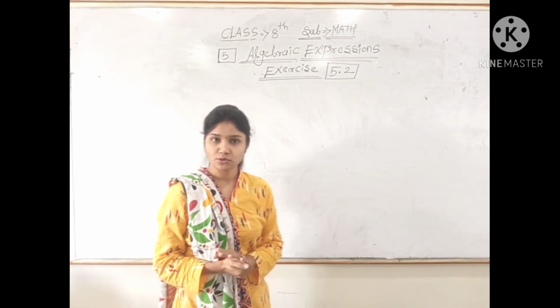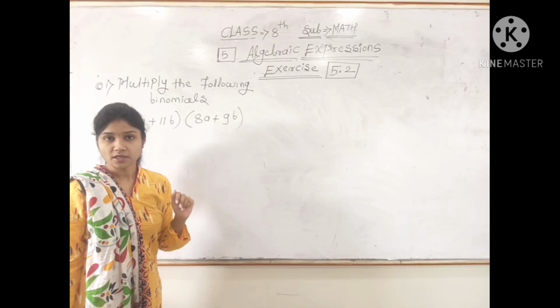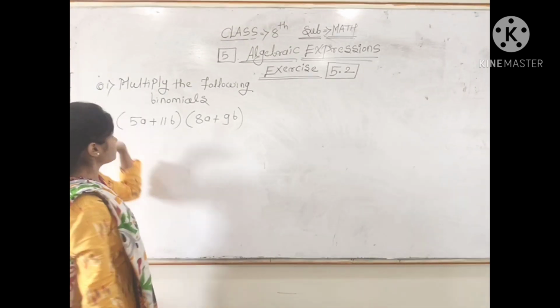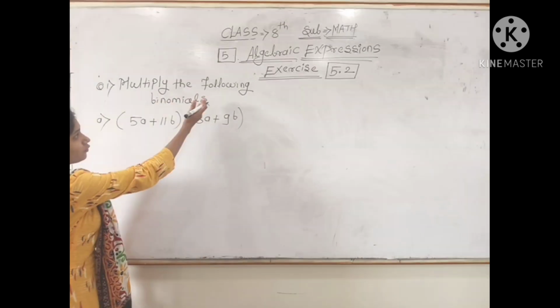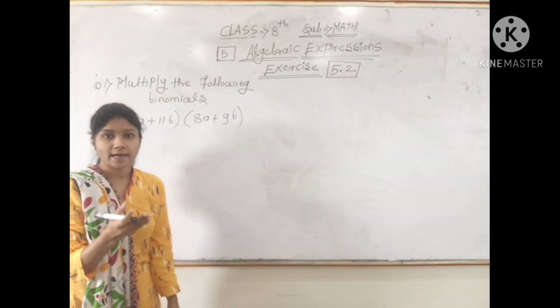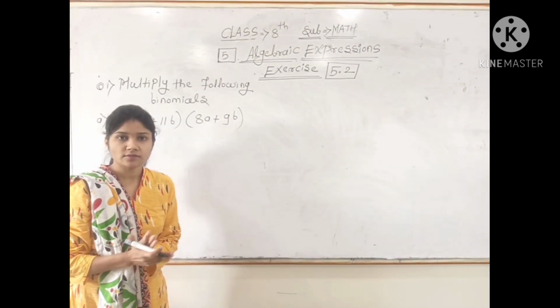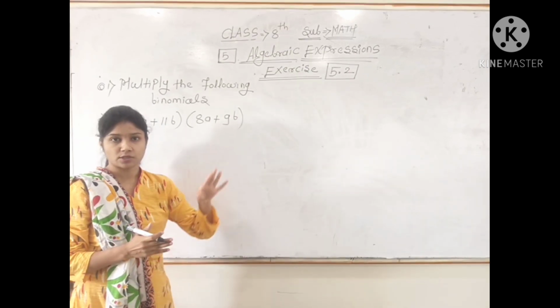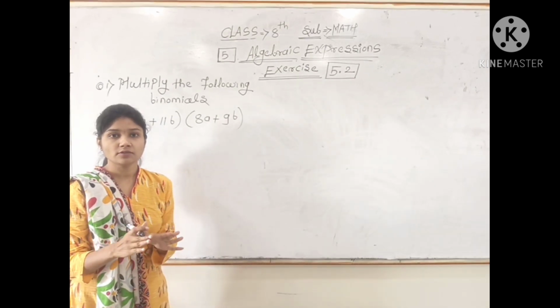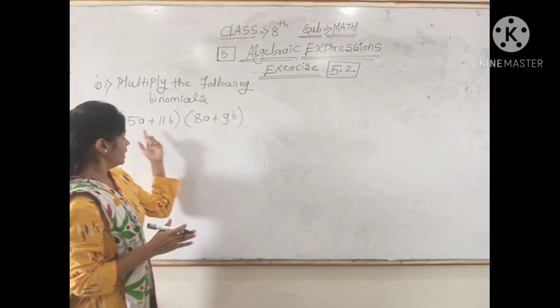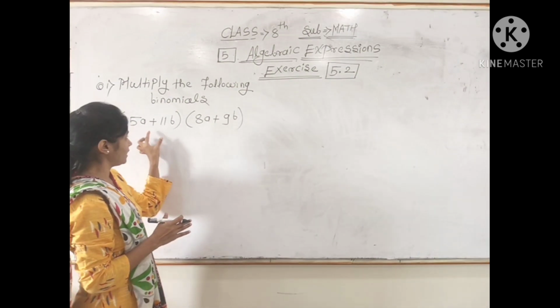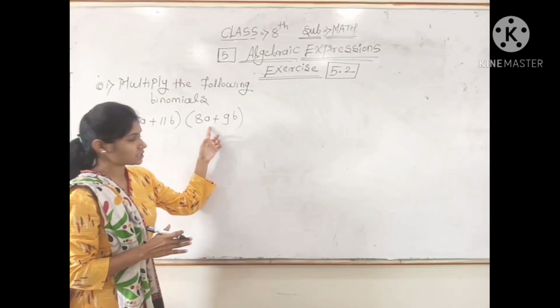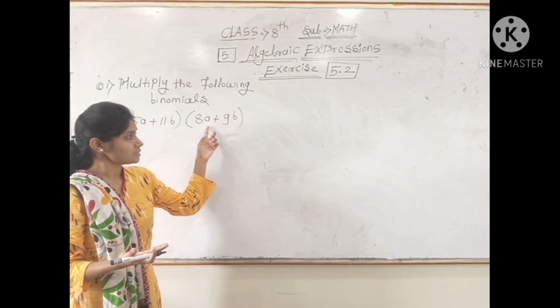Today's exercise is Exercise 5.2. Question number 1: multiply the following binomials. What is the meaning of that? We are given two algebraic expressions, and each is a binomial. One is 5a plus 11b, and the other is also a binomial, 8a plus 9b.